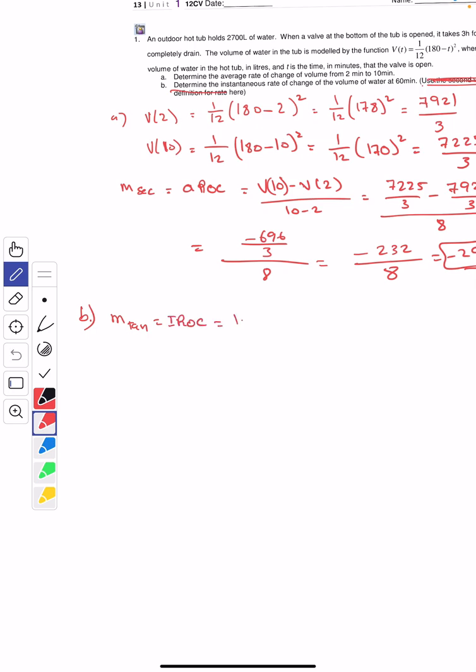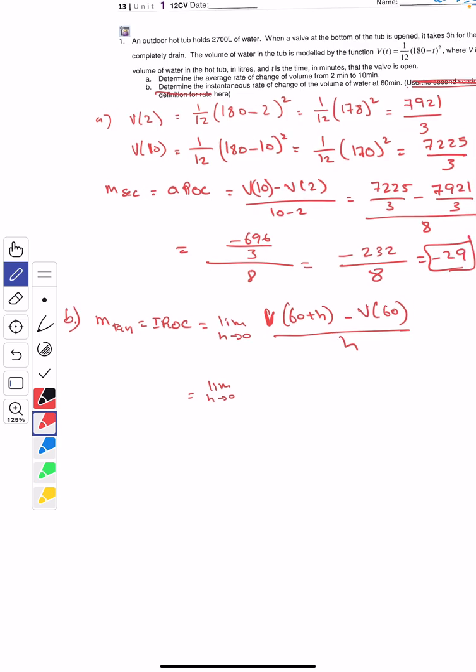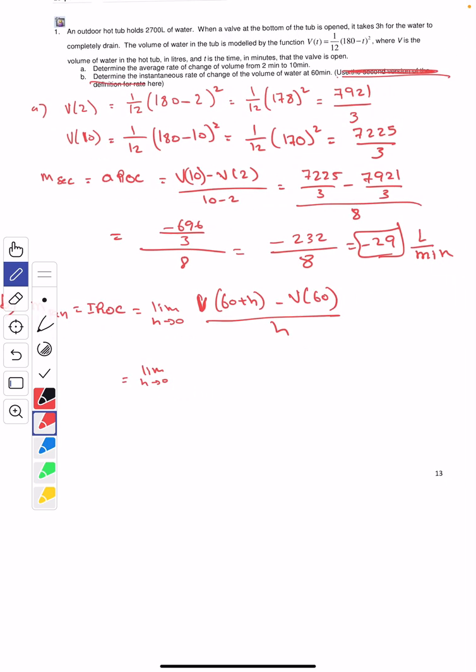This is where the limit as h approaches 0 of V at 60 plus h minus V at 60, all divided by h. Remember that your a value is 60 minutes, so that's why we're replacing a plus h with 60 plus h. So that equals the limit as h approaches 0. I'm going to take t and replace it with 60 plus h.